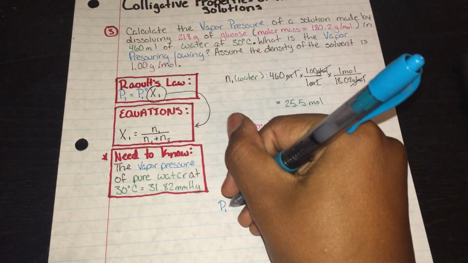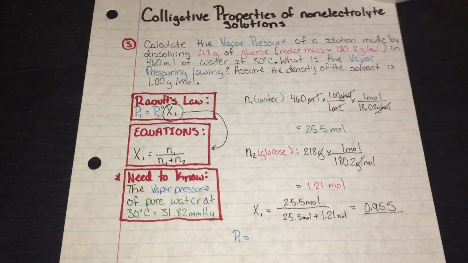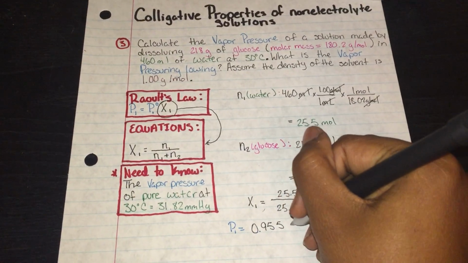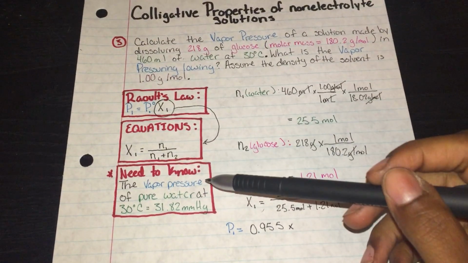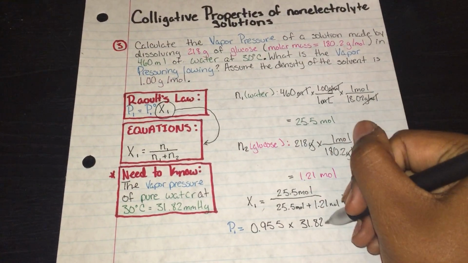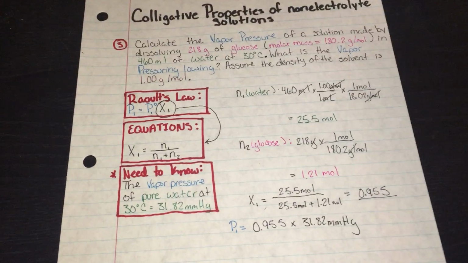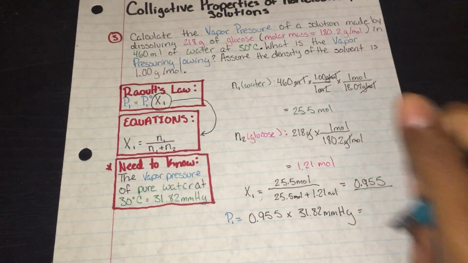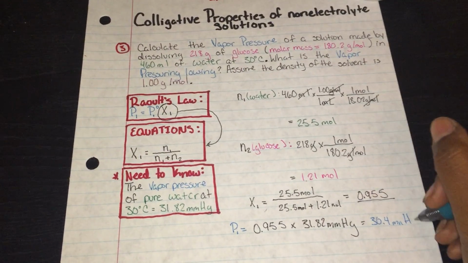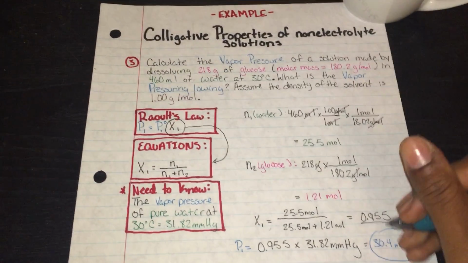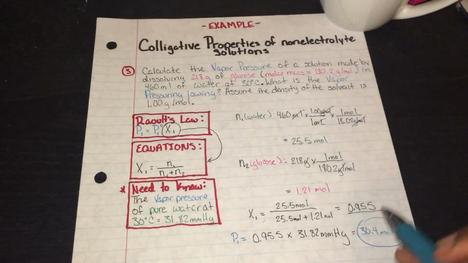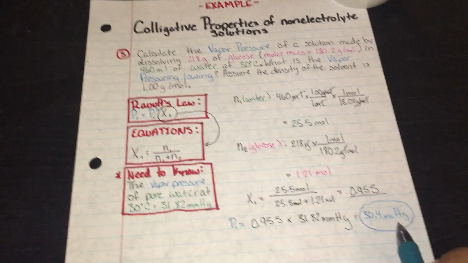So P1 is going to be equal to our 0.955 times the vapor pressure of pure water, which is 31.82 millimeters of mercury. And this gives us 30.4 millimeters of mercury. This lets us know that when 218 grams of glucose is dissolved in 460 milliliters of water, the vapor pressure is equal to 30.4 millimeters of mercury.